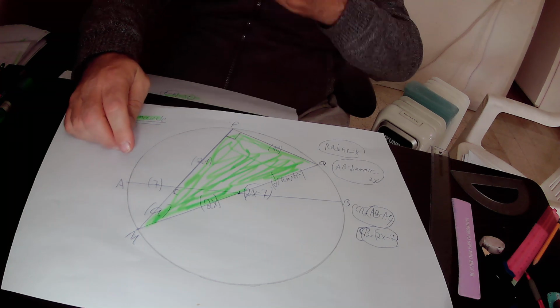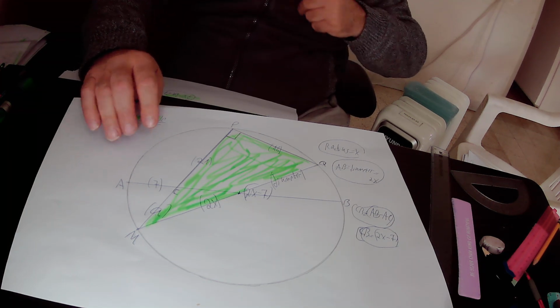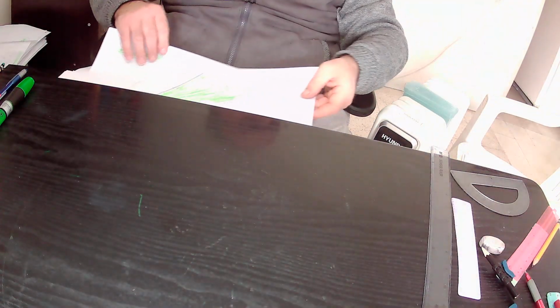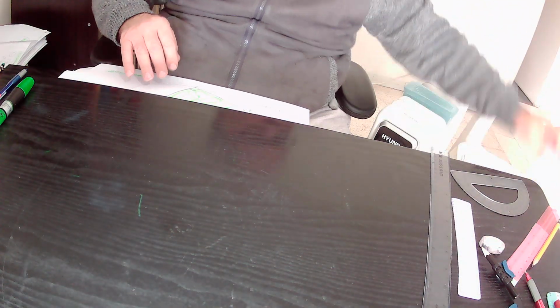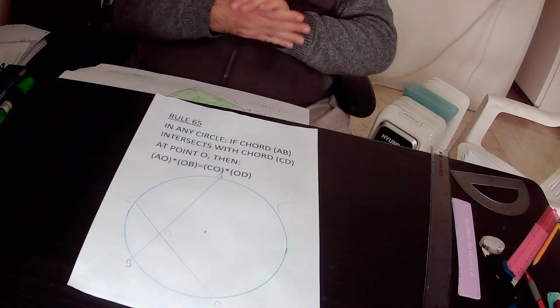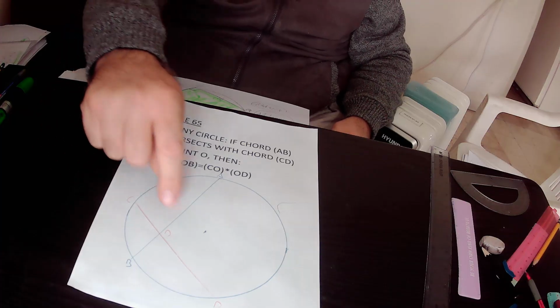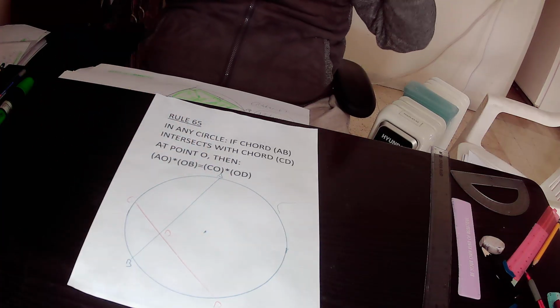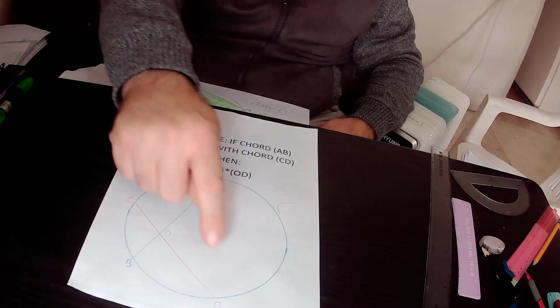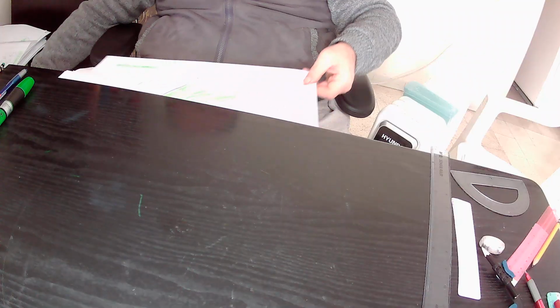In the next step, we implemented rule 65 in our drawing. Repeat quickly on rule 65. Rule 65 is true in any circle, so this circle could be any circle. In any circle, if chord AB intersects chord CD at point O, then the following equation holds: AO times OB equals CO times OD. Again, AO times OB equals CO times OD. You can definitely implement rule 65 in our drawing.